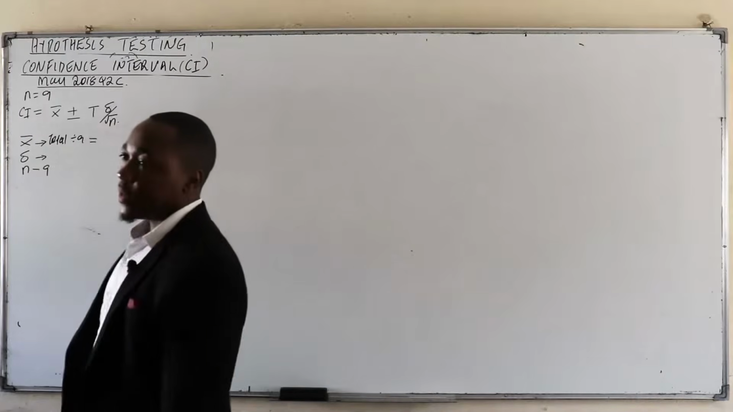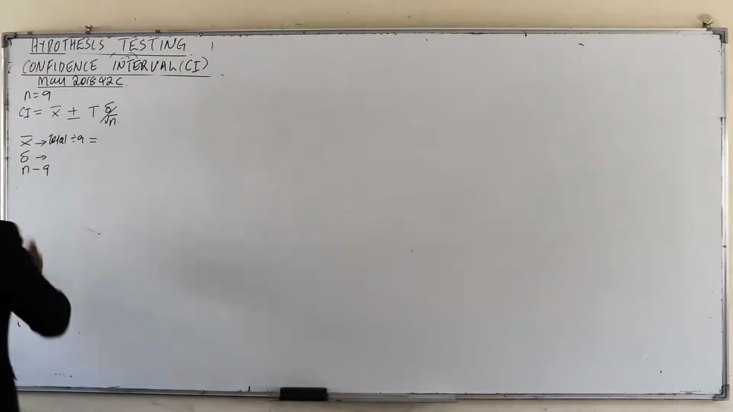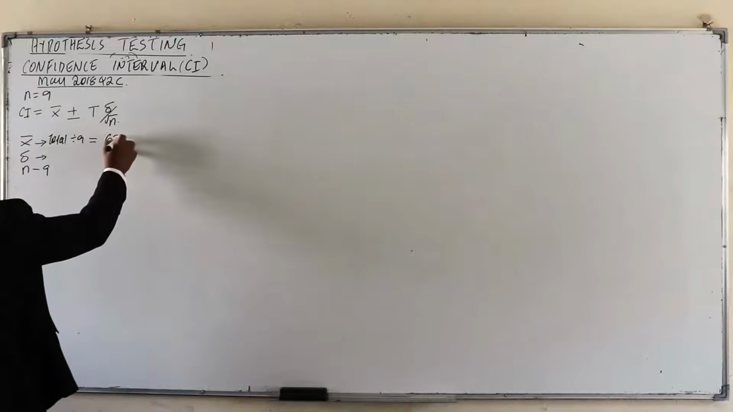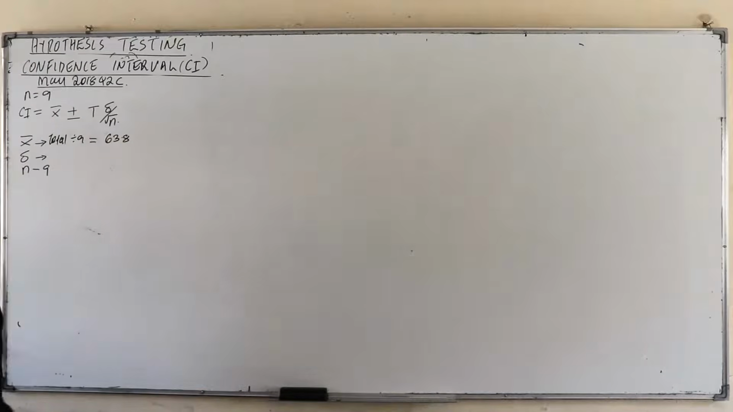Add the total, you divide by 9. What do you get? 63.8. Then you also need the standard deviation. How do we get the standard deviation?